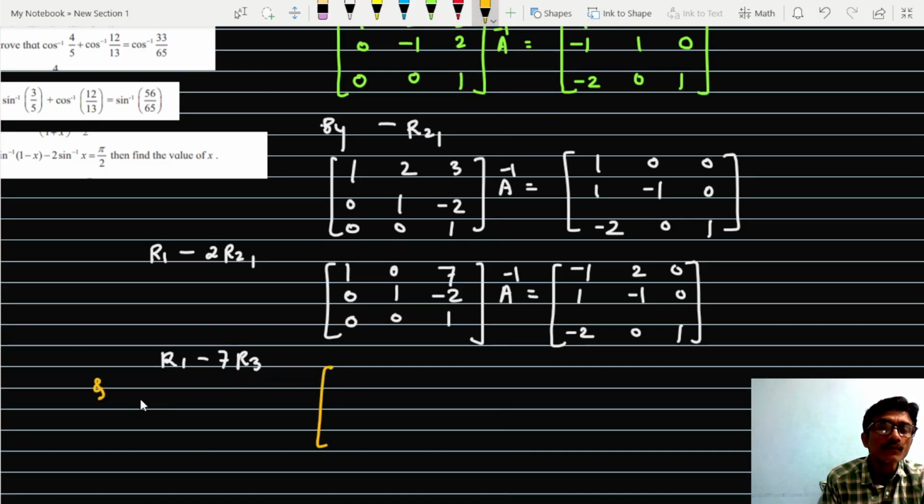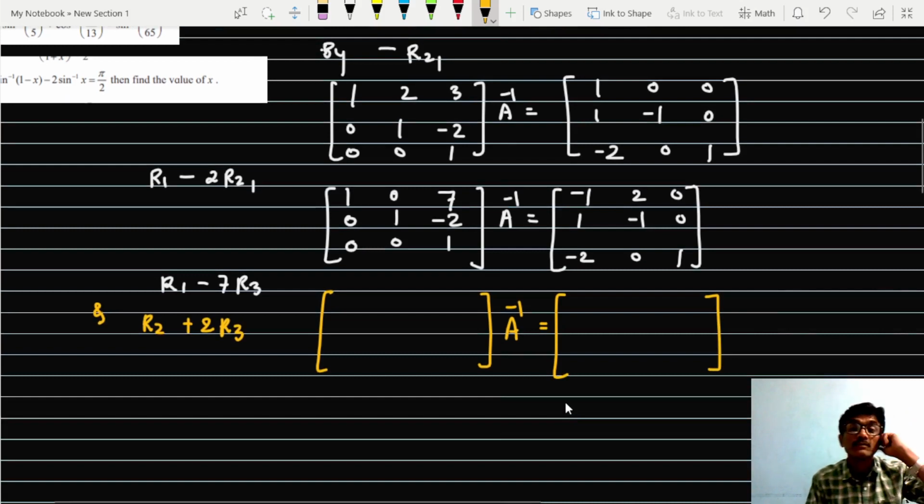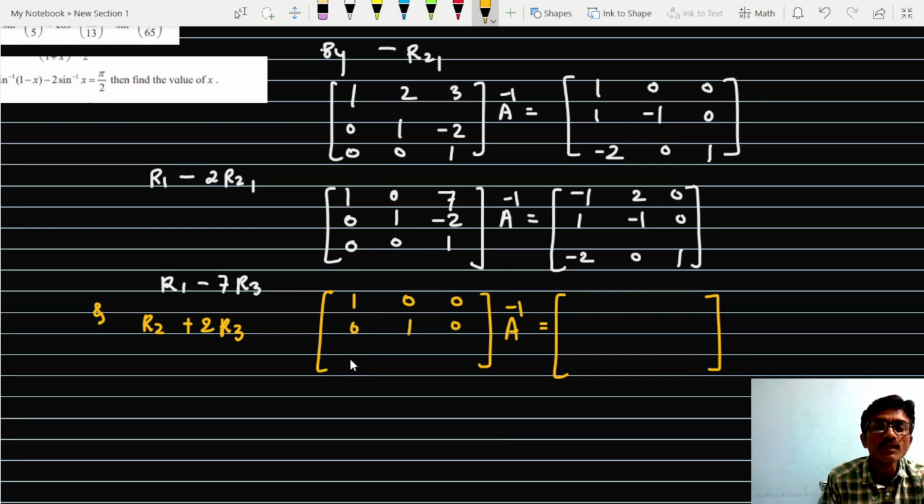And from R2 we are subtracting, adding 2 times of R3. So perform this transformation. Right hand side will be equal to: from R1 subtract 7 times of R3, so this is 1 0 0. In R2 we add 2 times of R3, so this is 0 1 0. There is no change in R3, so 0 0 1 it will be.